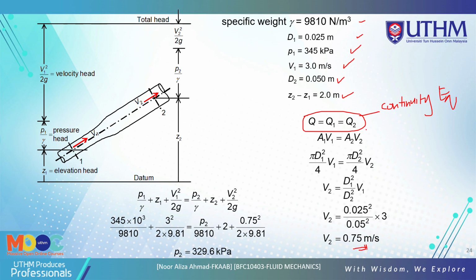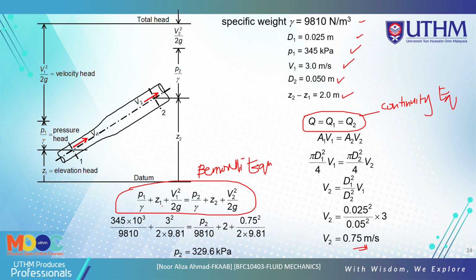After you calculate velocity 2 based on the continuity equation, you must consider the Bernoulli equation. So this is the Bernoulli equation. You must consider it from point 1 to point 2 here. This is based on point 1, and this is based on point 2 here. So put all the values here.